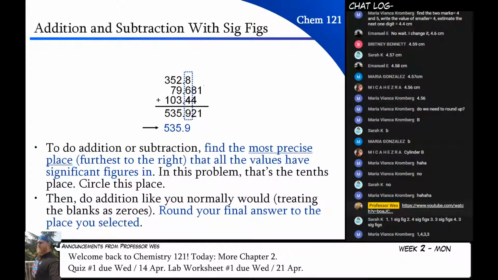So again, work from right to left. This is the most precise, because the thousands place is very precise, but the hundreds place is the least precise. And just work right to left. So, oh, there's stuff here, so no. Oh, there's a blank here. No. Hey, this one's good. We round here.